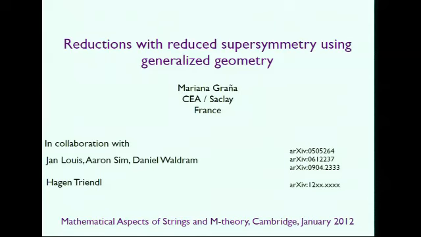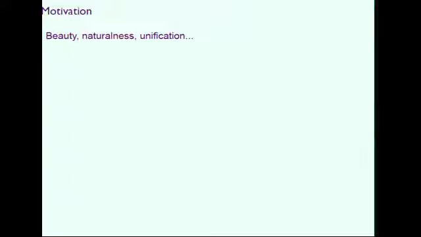So what's the motivation, going back, what is the title: reductions with reduced supersymmetry using generalized geometry? What is the motivation to use generalized geometry in reductions with reduced supersymmetry? I could say beauty, naturalness, unification, or things that you've seen that generalized geometry has, but let me be more precise.